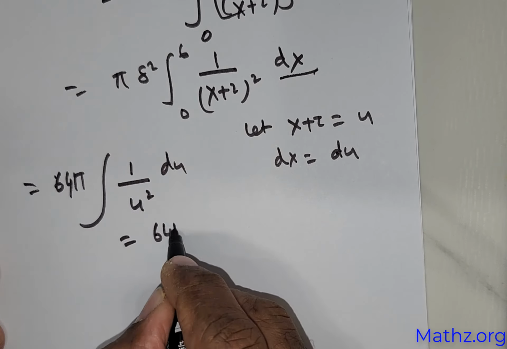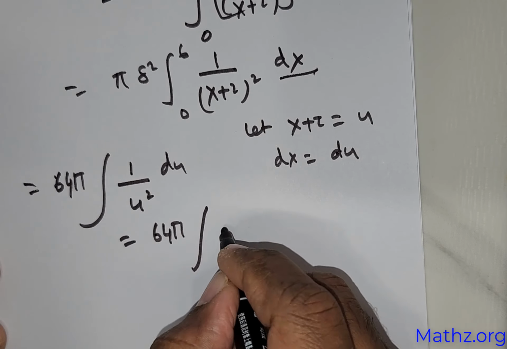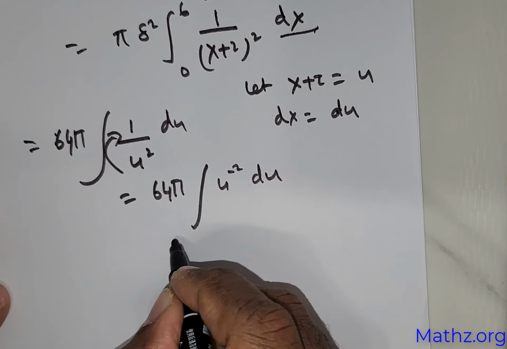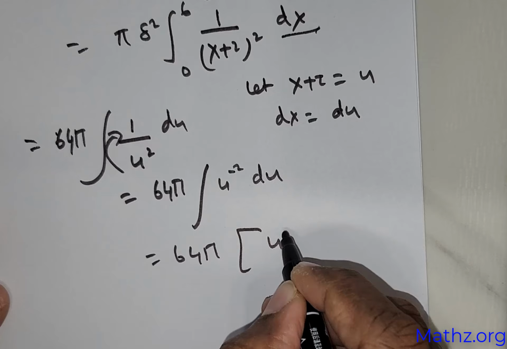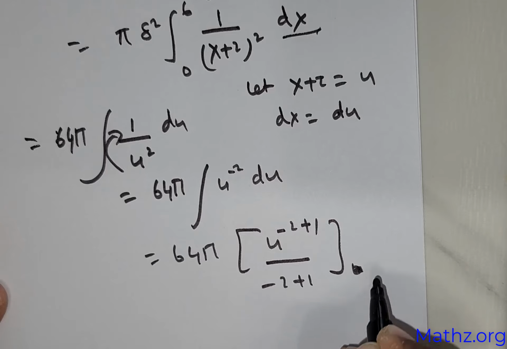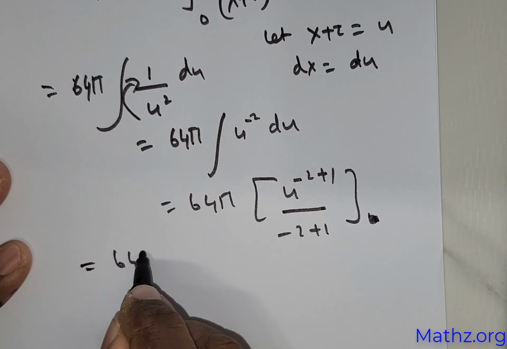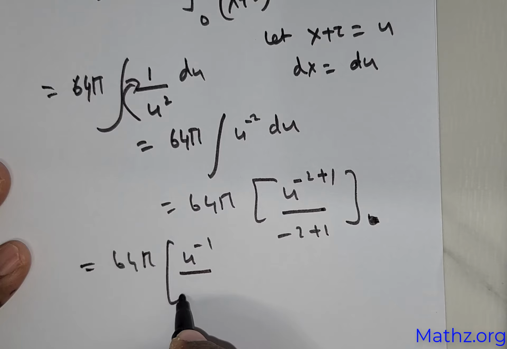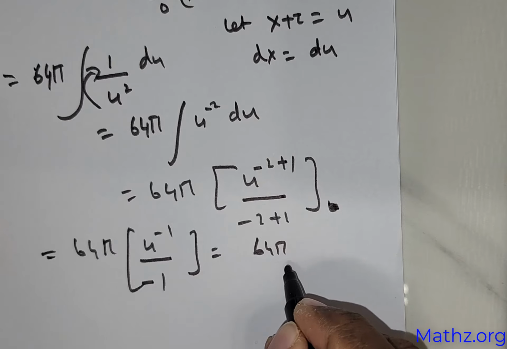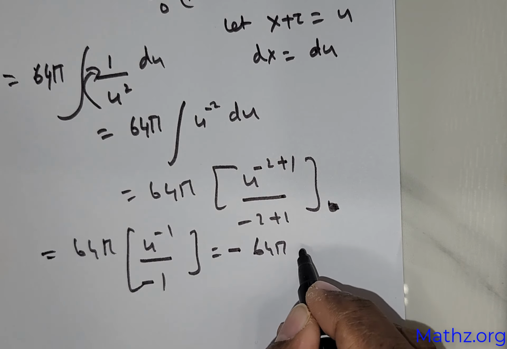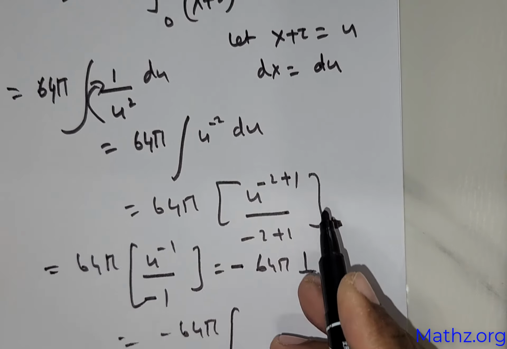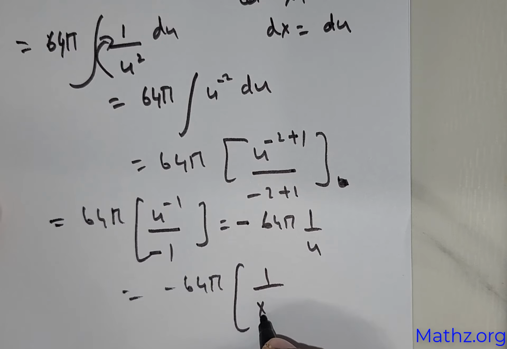Now this can be rewritten as 64 times pi integral. You push this to the numerator, u raised to the power negative 2 times du. You integrate this. This would give you u raised to the power of negative 2 + 1 divided by negative 2 + 1. You don't have to place the limits as yet. This is 64 pi u raised to the power of negative 1 over negative 1. You push this u down, you get 64 pi. You have a negative 1 here, place it over there. This becomes 1 over u. But what is u? u is x + 2. So it's going to be 1 over (x + 2).